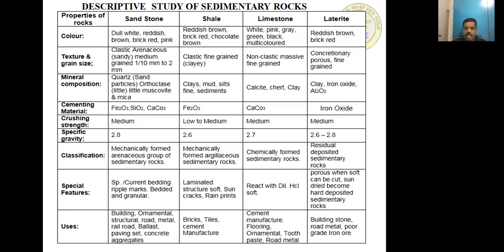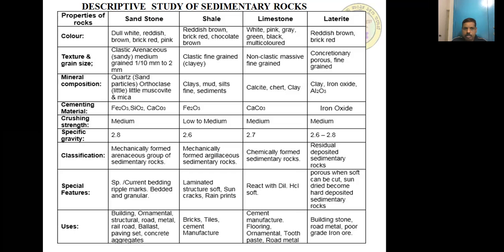Texture is clastic, arenaceous, sandy. It may be medium grained or coarse grained in texture. The grain size is 1/10 mm to 2 mm in diameter. Mineral composition: quartz, orthoclase, and a little amount of muscovite may be present. Mainly it is rich in quartz, that is sand particles or SiO2.